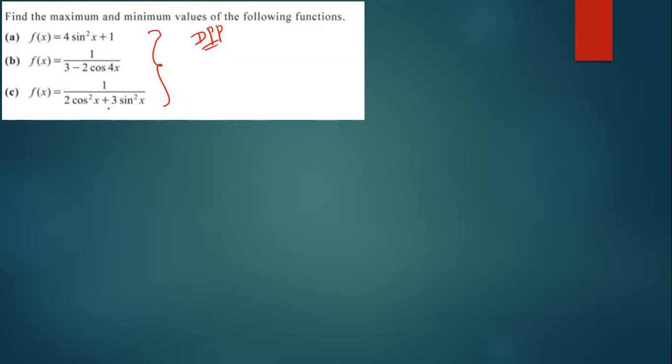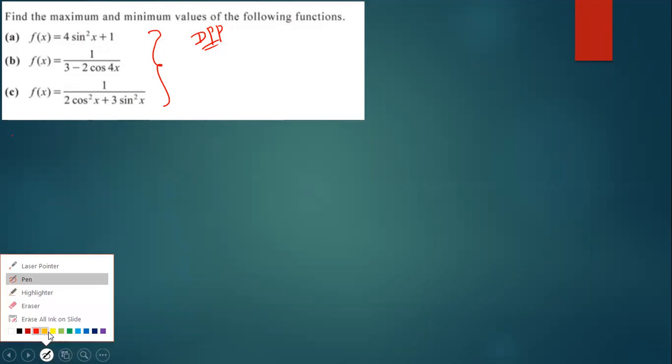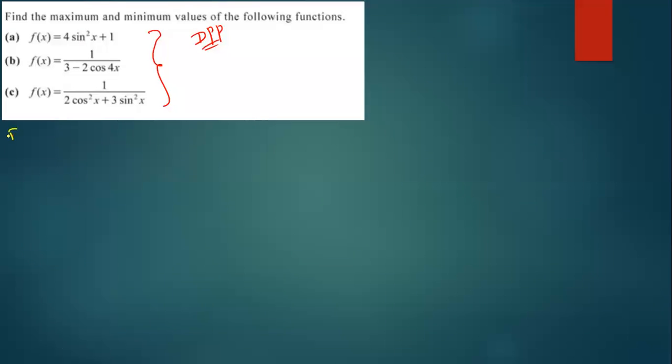So third one is 1 by 2 cos square x plus 3 sine square x. Ready? Dear students, tell me what is the answer. This one I'm giving one question. Be ready? Fine. Who will respond? See the question carefully. Okay. Find the range of cos square 4x plus secant square 4x. Anyone? Tell me at least the minimum value.